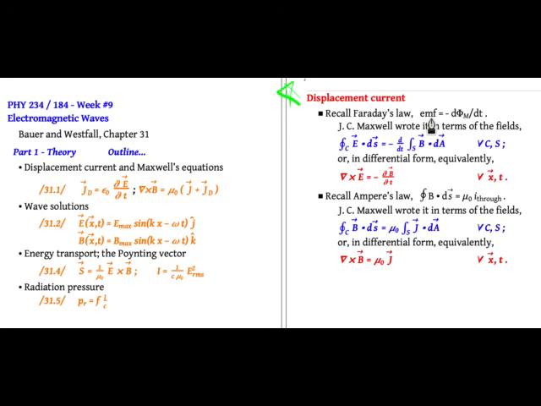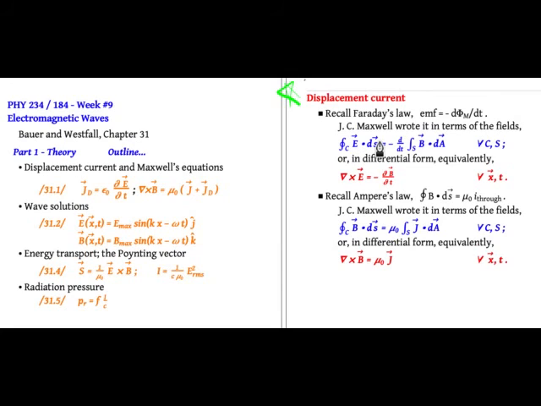The EMF around a closed loop is minus the rate of change of the magnetic flux through the loop. Rate of change meaning rate of change with respect to time. So you see, that's where we introduced time dependence into the study of electric and magnetic fields. Now this is one form of Faraday's law, but Maxwell wrote it a different way, an equivalent way, in terms of the fields. The EMF around a closed loop is the line integral of the electric field around the loop.